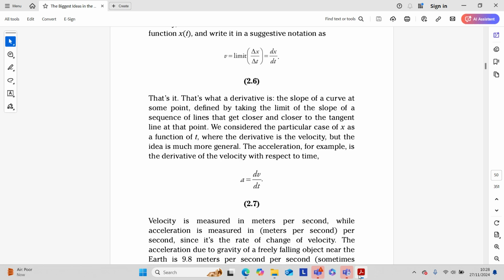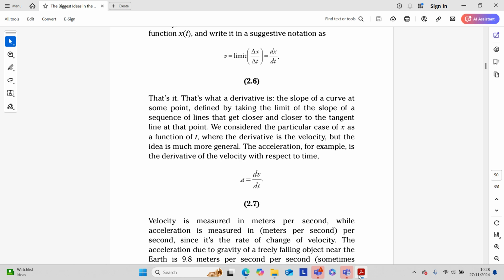The slope of a curve at some point is defined by taking the limit of the slope of a sequence of lines that get closer and closer to the tangent line at the point. We consider the particular case of x as a function of t, where the derivative is the velocity, but the idea is much more general. The acceleration, for example, is the derivative of velocity with respect to time.